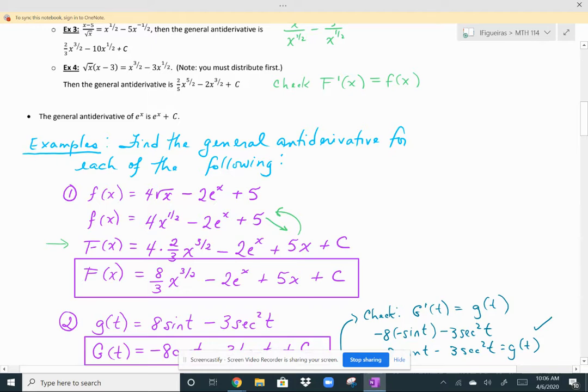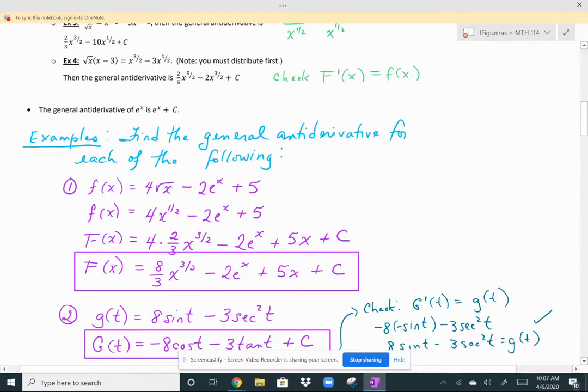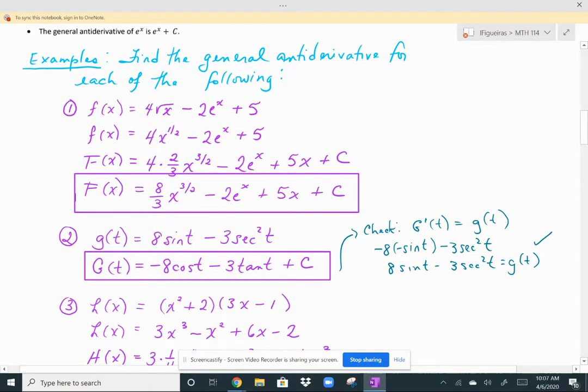And then you add your constant. Okay, so there's just a little bit of work here to simplify. 4 times 2/3 gives you 8/3 x to the 3/2 minus 2e to the x plus 5x plus c, and that's your final answer. So again, if you took the derivative of this, you would get back to your original little f of x function. All right, so now I have g of t, little g of t equals 8 sine of t minus 3 secant squared of t.